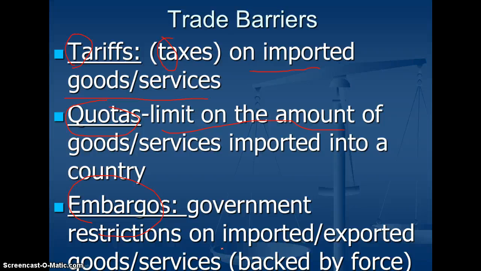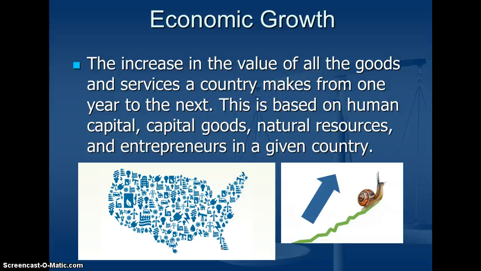So we might stop trading completely. For example, Cuba, we put an embargo on Cuba. We don't trade with them at all. If we put an embargo on a certain item, we might trade other things with that country, but we may put an embargo on that particular item. But usually it's designed to make a political statement, and that's what an embargo is.